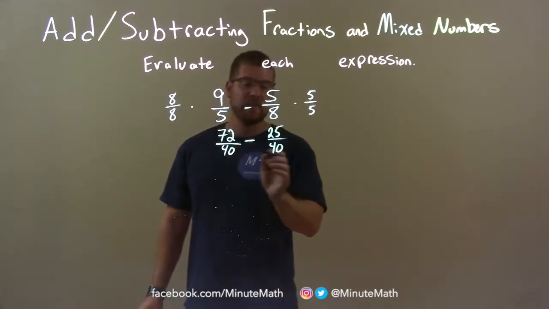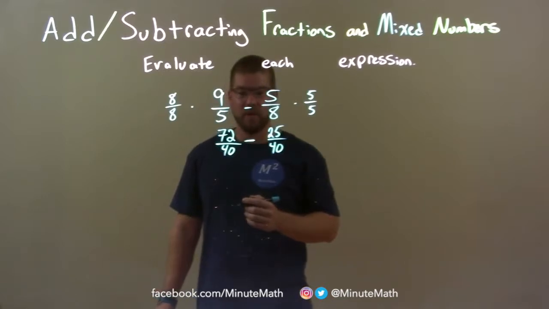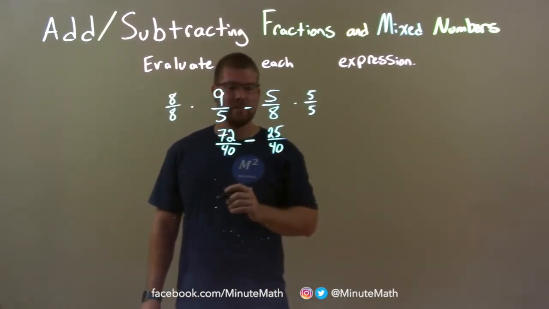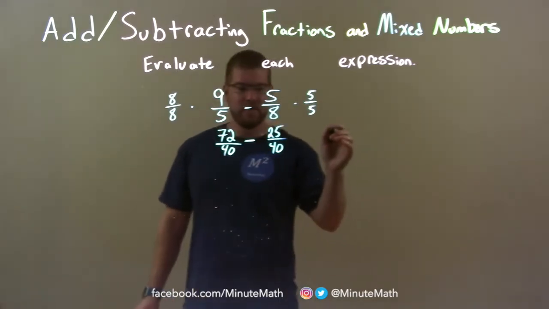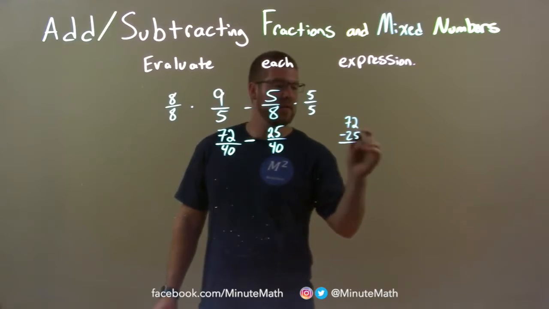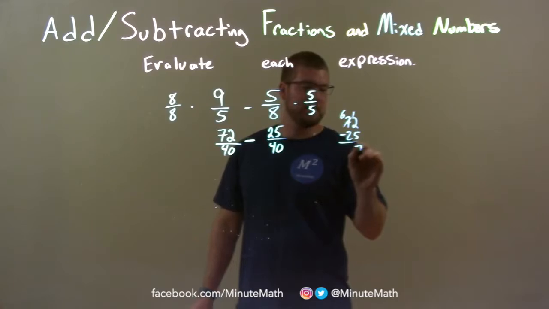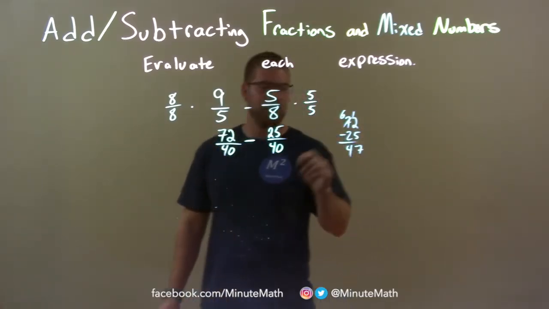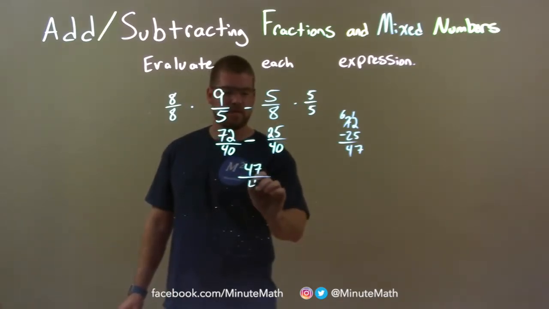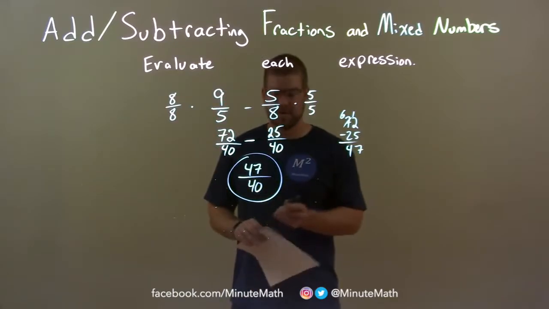Well, they have the same base. Since they have the same base, we just have to worry about subtracting the numerators. So, 72 minus 25, well, that gives us, I believe it's 47, but let's quickly check, 72 minus 25 here. Carry the 1, 5, 7, that's 47, yep, we have 47. So we have 47 up top, and the denominator is just 40, and so our final answer here is just 47 over 40.